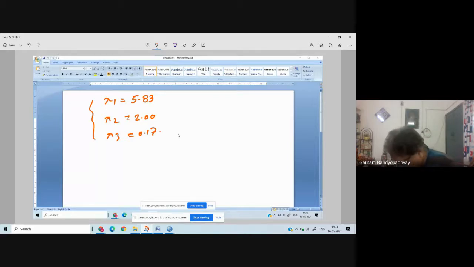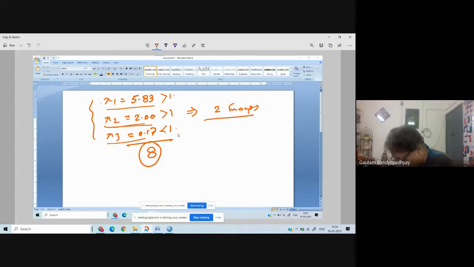For verification, you take the sum, which is equal to 8. This 8 is the total sum of the diagonal, and the sum of the eigenvalues is also equal to the sum of the diagonals. Out of the 3 eigenvalues, the first is greater than 1, the second is greater than 1, and the third is less than 1. That implies 2 homogeneous groups can be created.